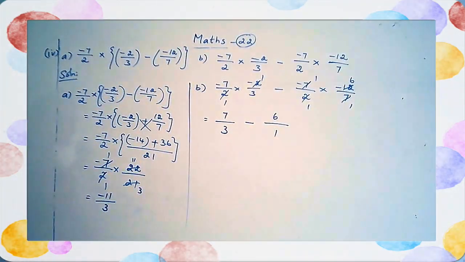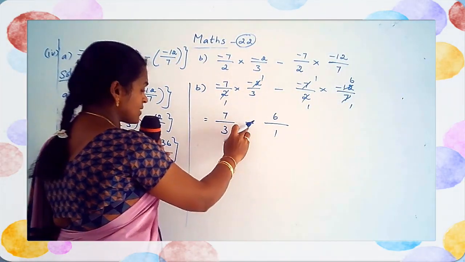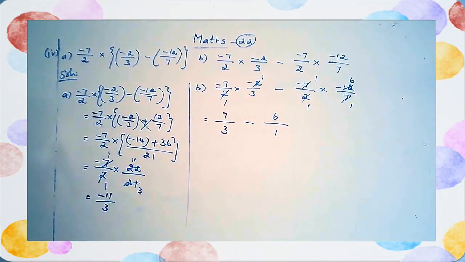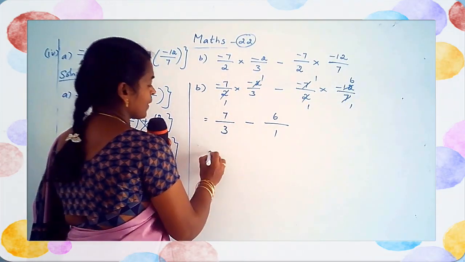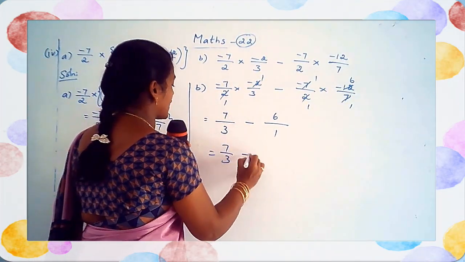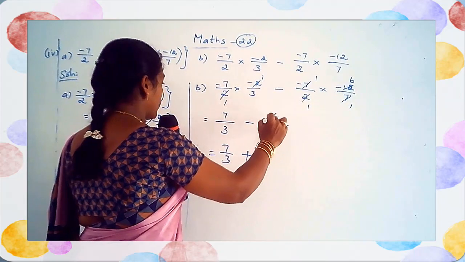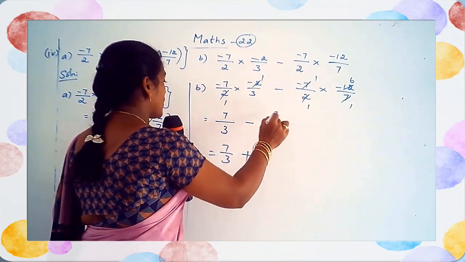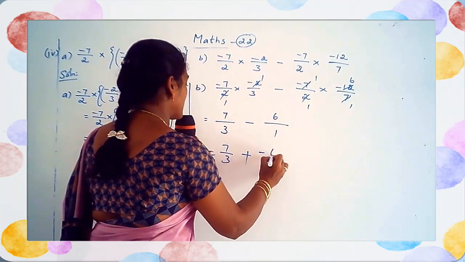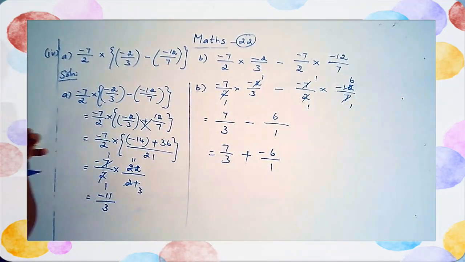Okay children, clear? Now you see here, this operation is subtraction. While subtracting one rational number from another rational number, we add the additive inverse of the rational number to be subtracted. So 7 upon 3, the minus sign becomes plus, and that time you put the additive inverse. What is the additive inverse of 6 upon 1? Minus 6 upon 1. Clear?